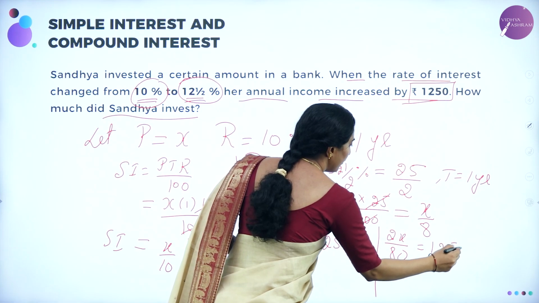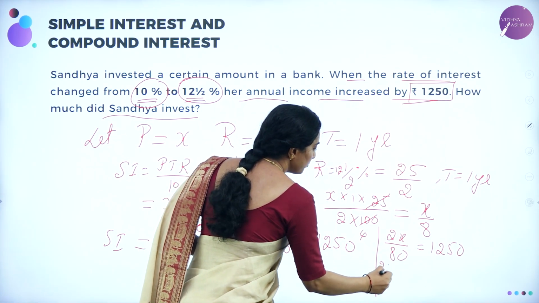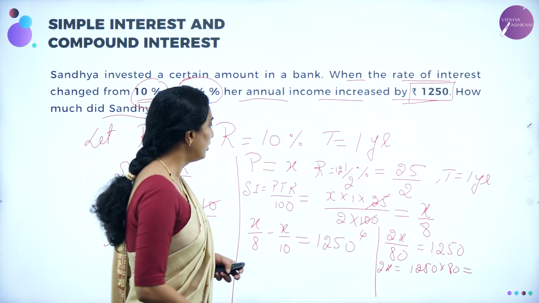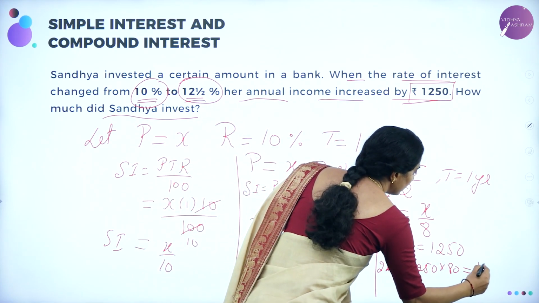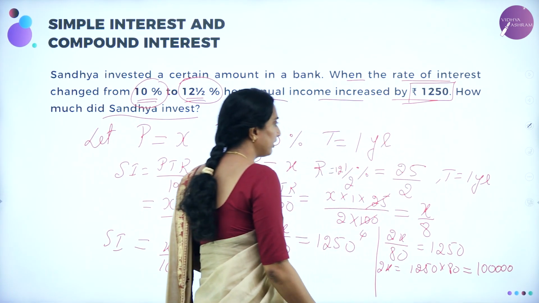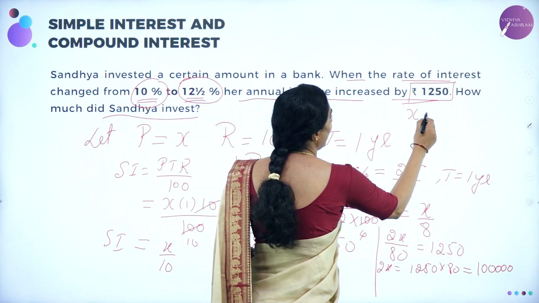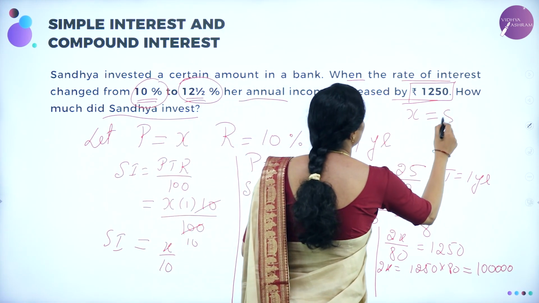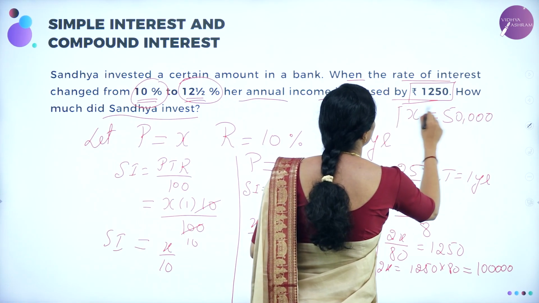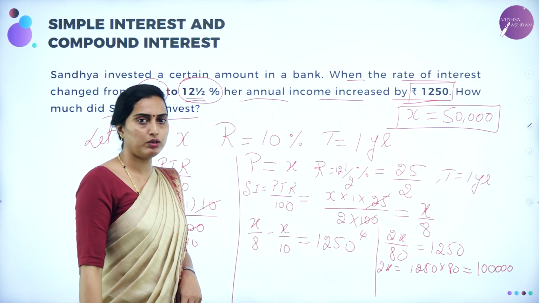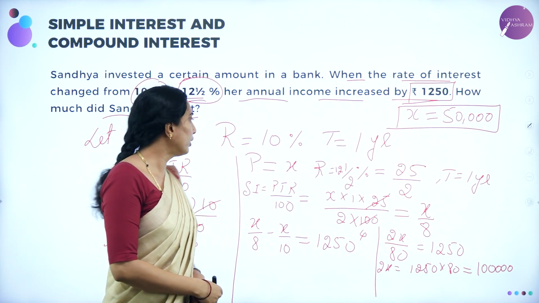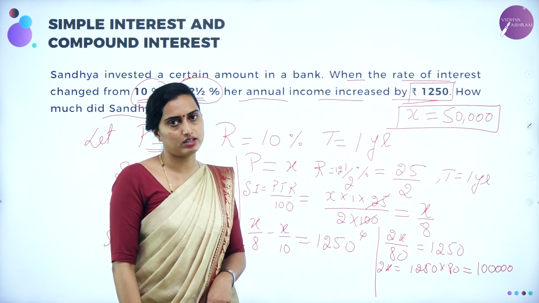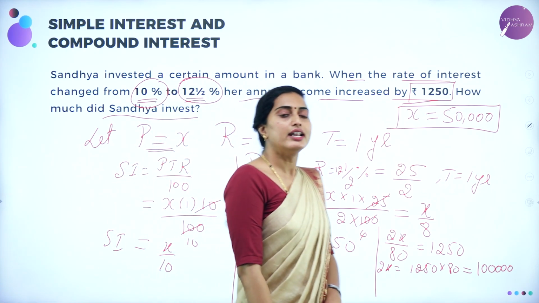Which is equal to 1,250. Now cross multiply, 2x is equal to 1,250 into 80, which is 1 lakh. Therefore 2x is equal to 1 lakh, so X is 1 lakh divided by 2, which is 50,000. So the amount invested by Sandhya is 50,000. X is equal to 50,000. That's it. Because we called the principal amount X, and you got it as 50,000. Understood? Okay, we'll move on to the next question.